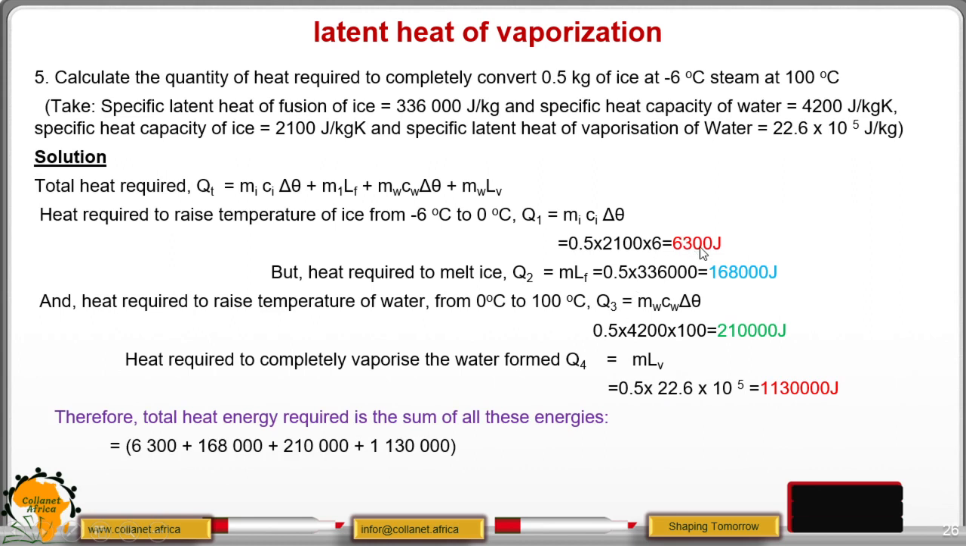Therefore, the total energy required is the sum of all these energies. You take the first one, 6,300 plus 168,000 plus 210,000, then plus 1,130,000. When you add, you get 1,514,300 joules. That will be the energy required to convert that amount of ice to vapor at 100 degrees Celsius.